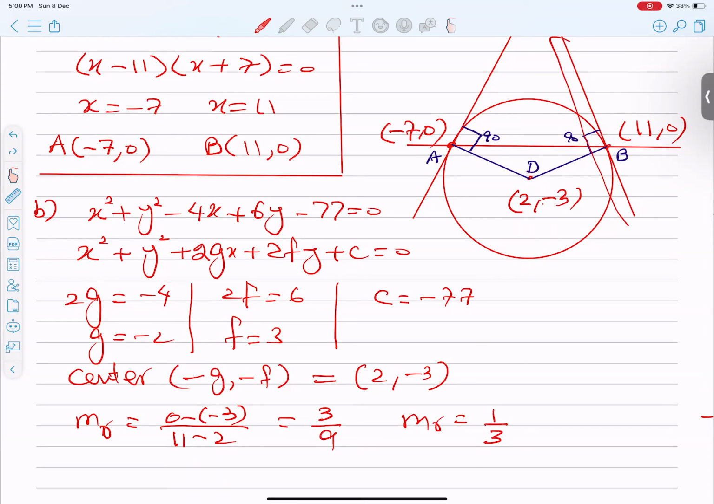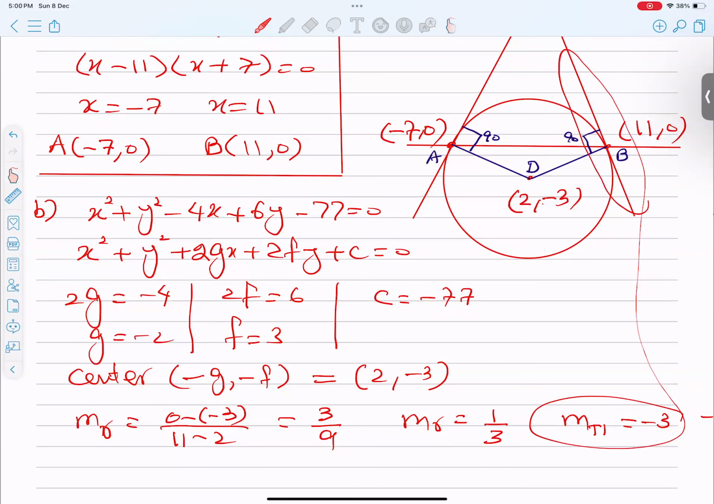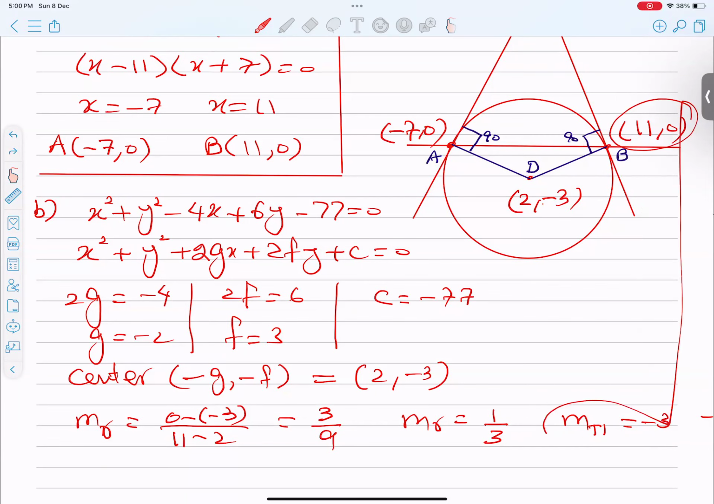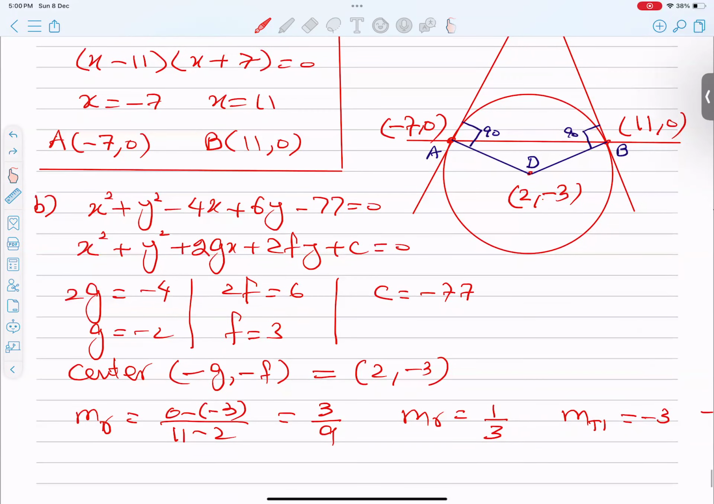And this turns out to be naturally the negative reciprocal. So the gradient of T1, which stands for tangent 1, is the negative reciprocal. 3 will go up, 1 will go down, and the sign will change. So I got negative 3. So this is the tangent 1 gradient. I will use this coordinate and this to find the equation of tangent T2.